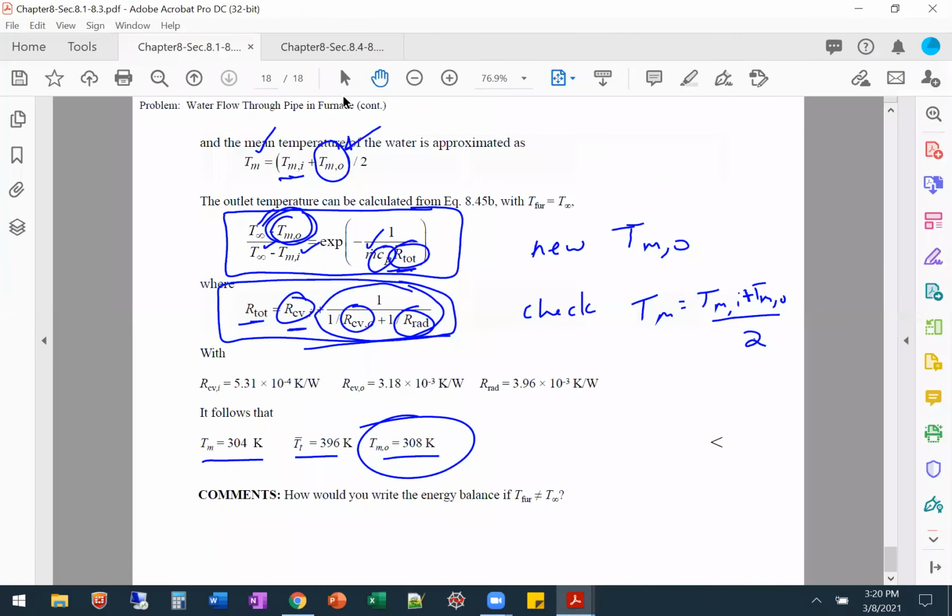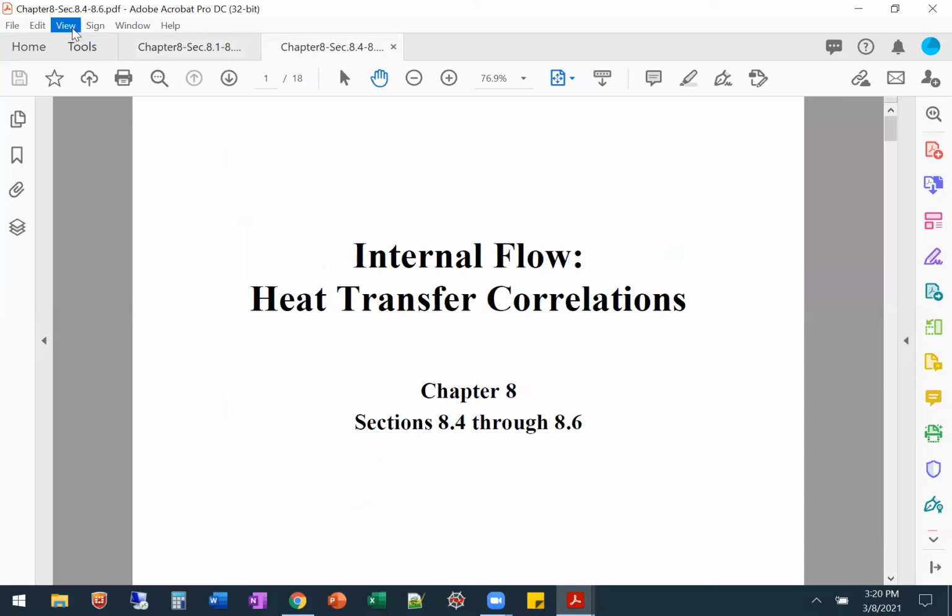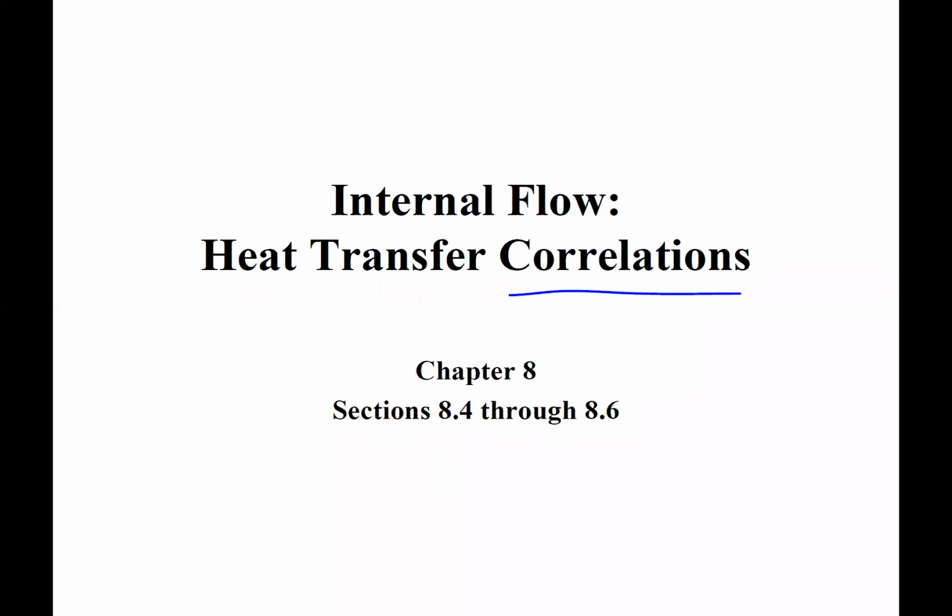All right, so we're on the next set of slides from Chapter 8. And this deals with the correlations for internal flow. The last one dealt with the overall understanding of entrance length, fully developed flow, how to get outlet temperatures knowing the inlet, and how to get that total heat transfer. Now this deals with getting that convection coefficient, right?